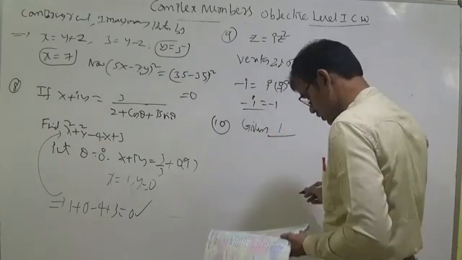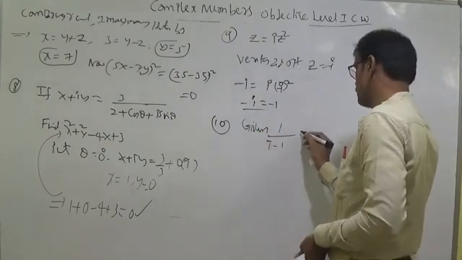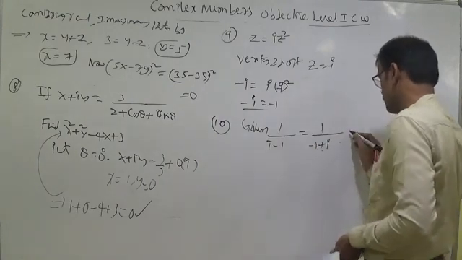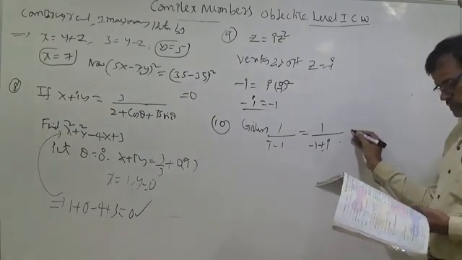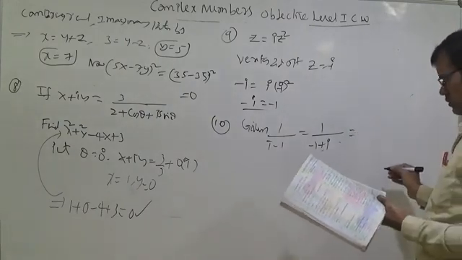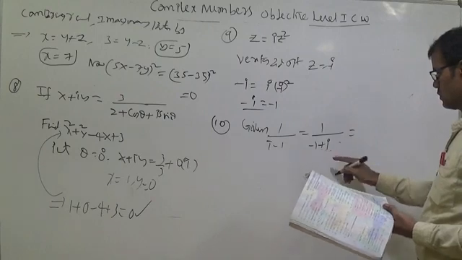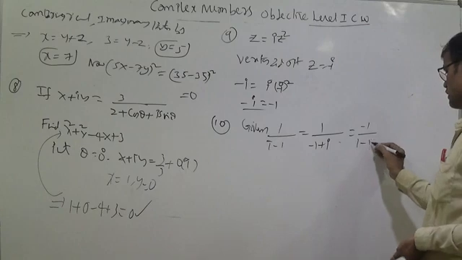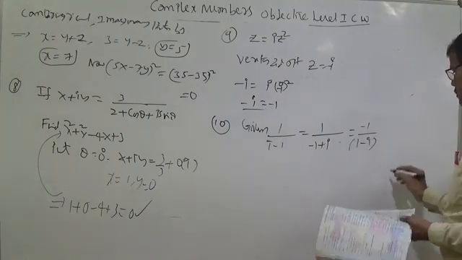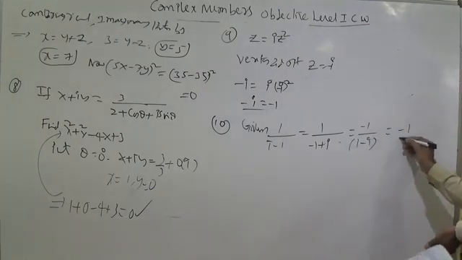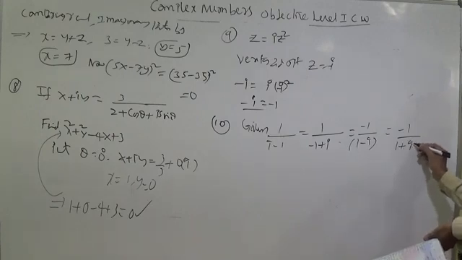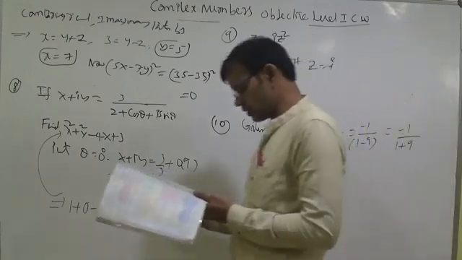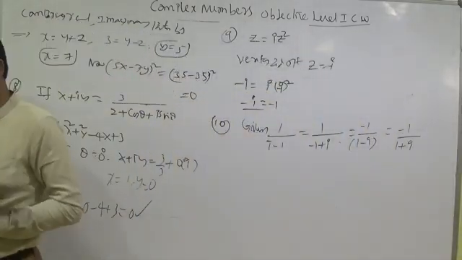Given complex number is 1 by i minus 1. Write as 1 by minus 1 plus i. Minus taken common. Write here minus 1 by 1 minus i. Maybe the conjugate is minus 1 by 1 plus i, because of Z1 by Z2 concept. There is no conjugate for numerator. For denominator you can write minus 1 by i plus 1. Simple.